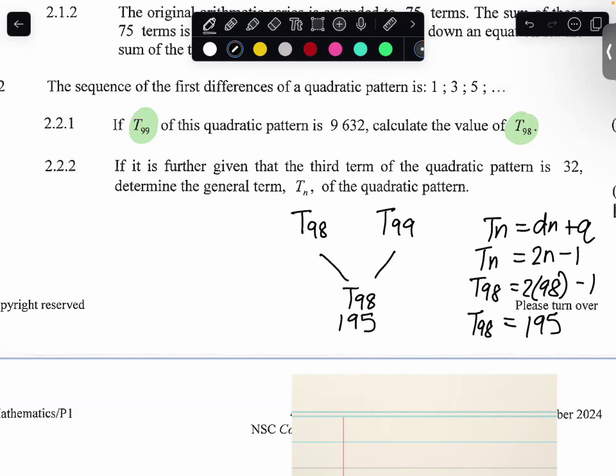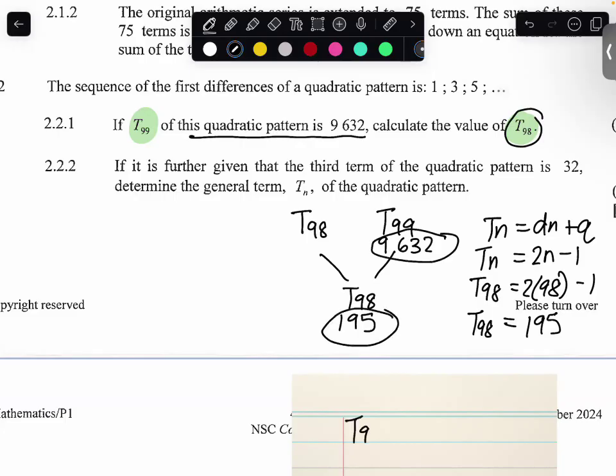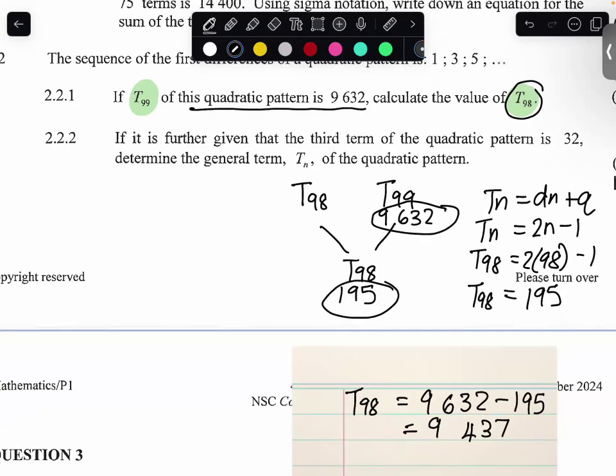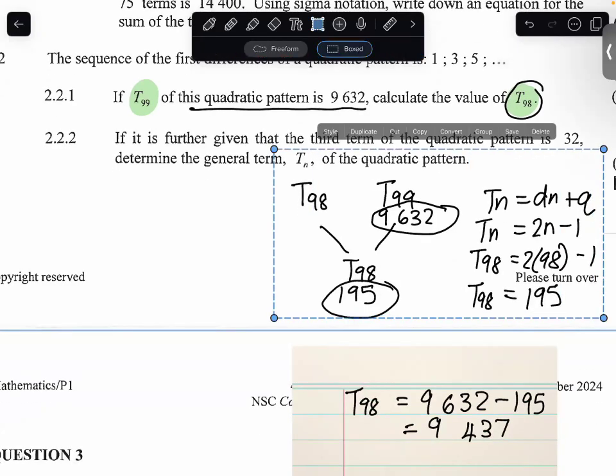I know that T99 of the quadratic pattern, meaning this top pattern, is 9632. So how would I get the value of T98? It's this minus that. So to get T98, I'm just going to say 9632 minus 195. It gives me T98 of the quadratic to be 9437. And that's it. Okay, right. The next one.